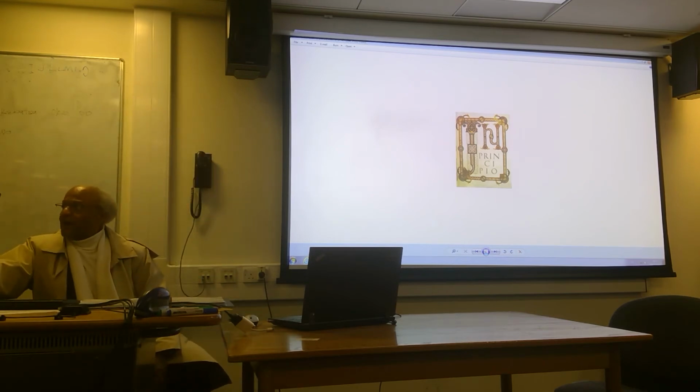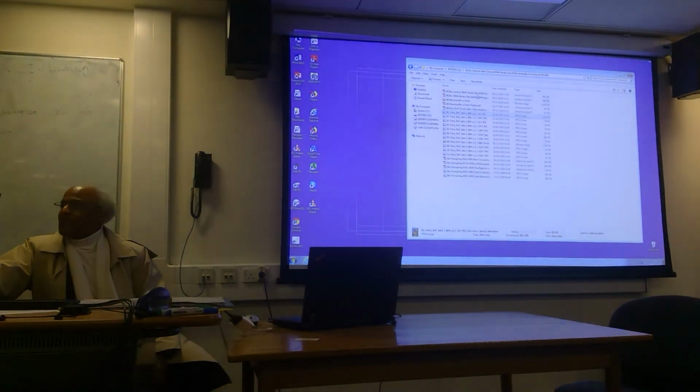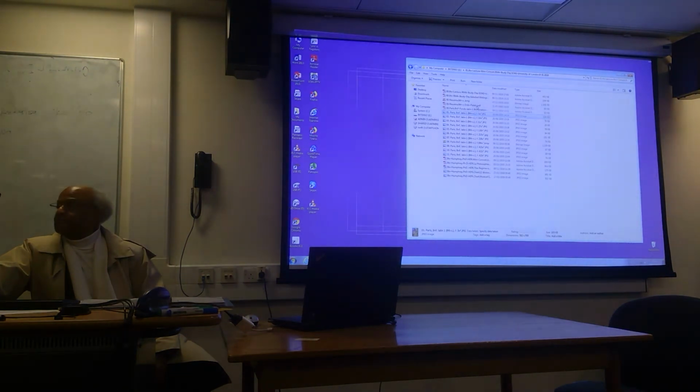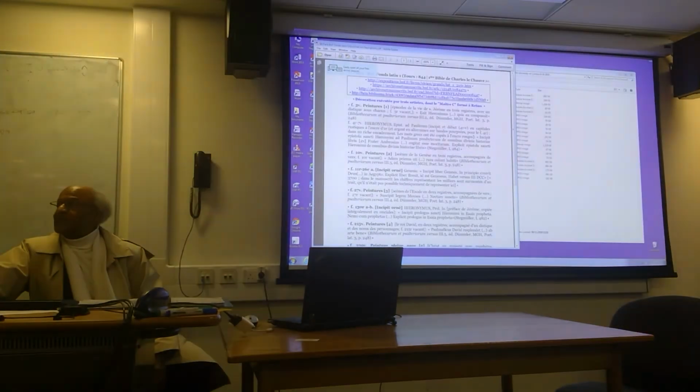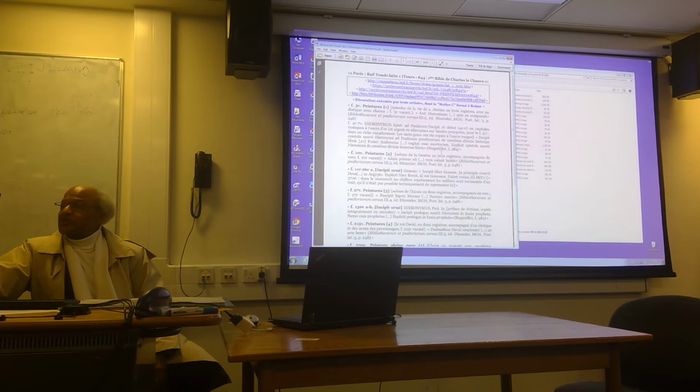Okay, now I don't think I need to go into all that detail about this. Now, I'm going to give you here a description of the 8 full-page illuminations in this manuscript that you can find on the websites as you see here.